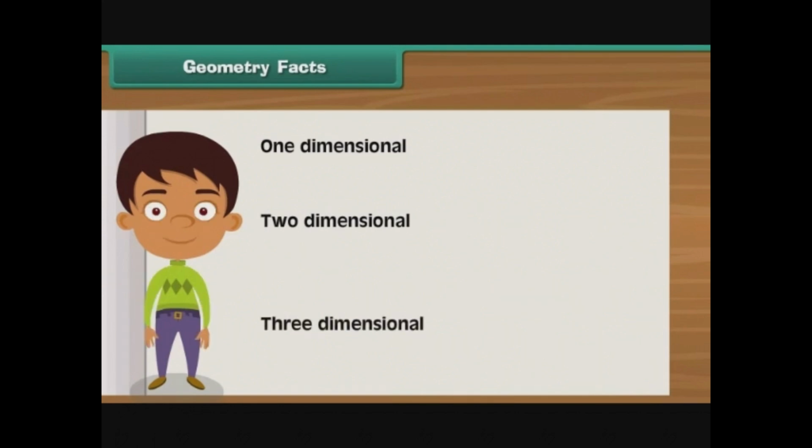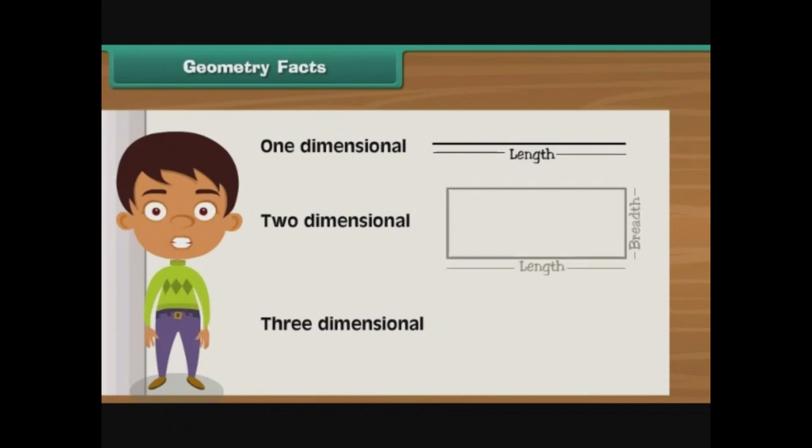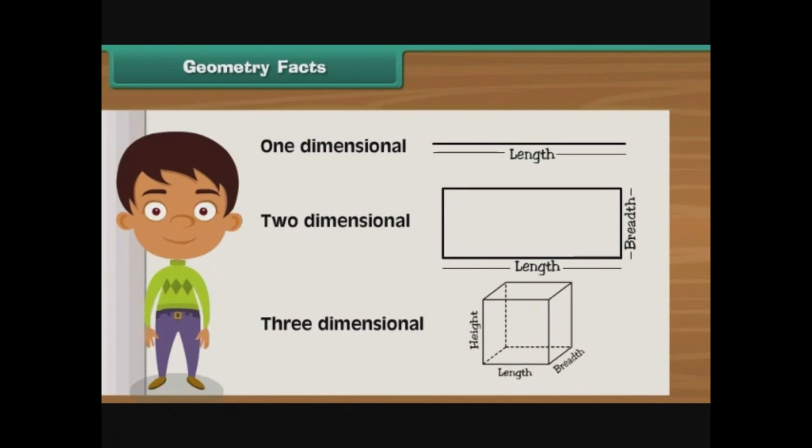Geometry facts. Geometry facts are generally divided into three parts. Those parts are one-dimensional, two-dimensional, and three-dimensional. One-dimensional geometry is called the line. Lines have only length. Two-dimensional geometry is about length and breadth. Three-dimensional geometry is about length, breadth, and height.